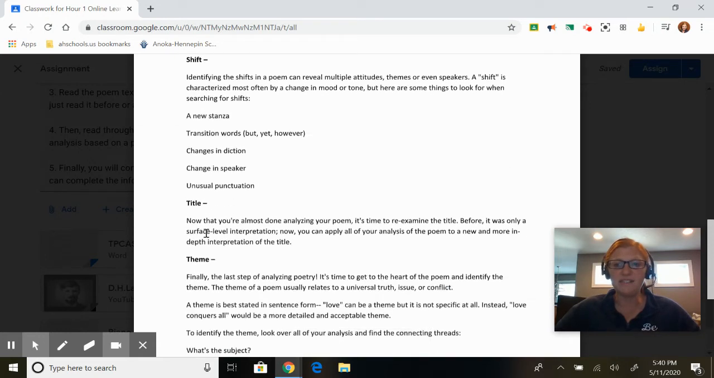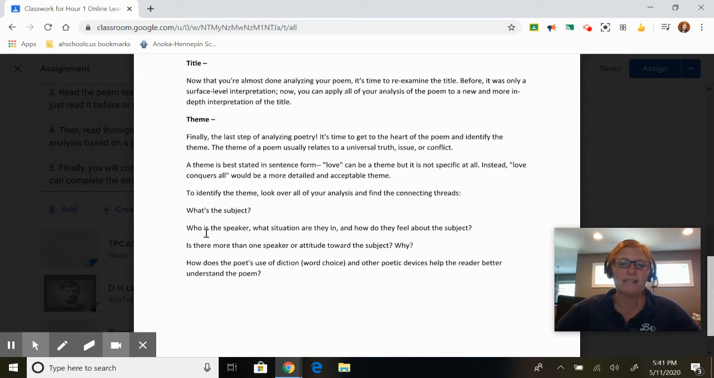And then the second to last T is title. Again, we're revisiting that title and looking at it. The first thing that popped into our head, was that right? We want to re-examine it and think, were we on the right track? Were we not? Did we learn more about the title as we went through it? And then the last thing is theme.